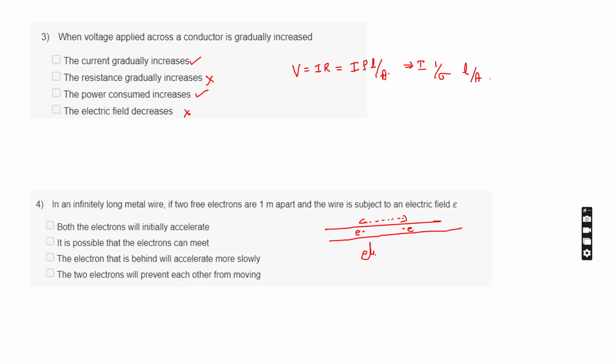So here electrons move randomly, right? If electrons move randomly, what will happen? If it is possible that the electrons can meet, both electrons will initially accelerate. And what about the other options? Electrons behind will accelerate more slowly, that is not correct. And the two electrons will prevent each other from moving, that's also not correct.